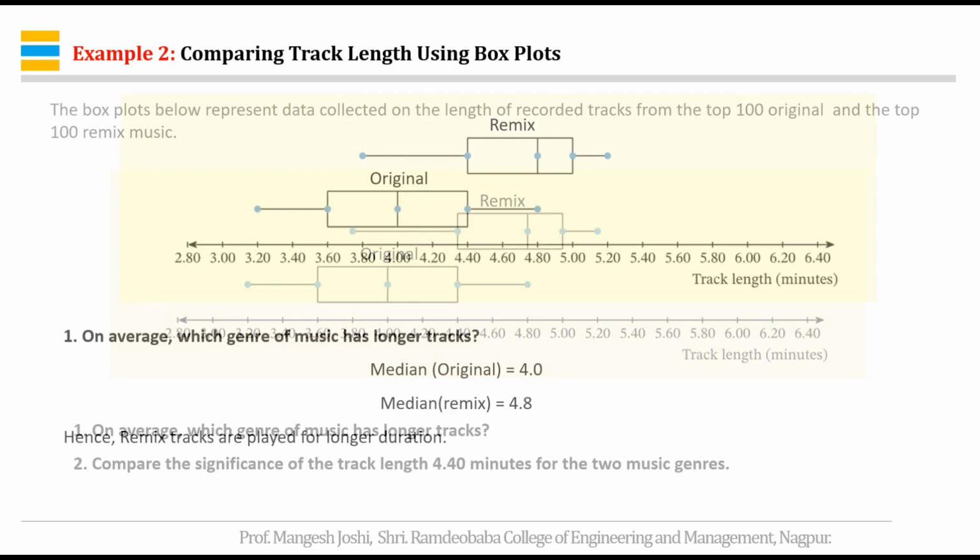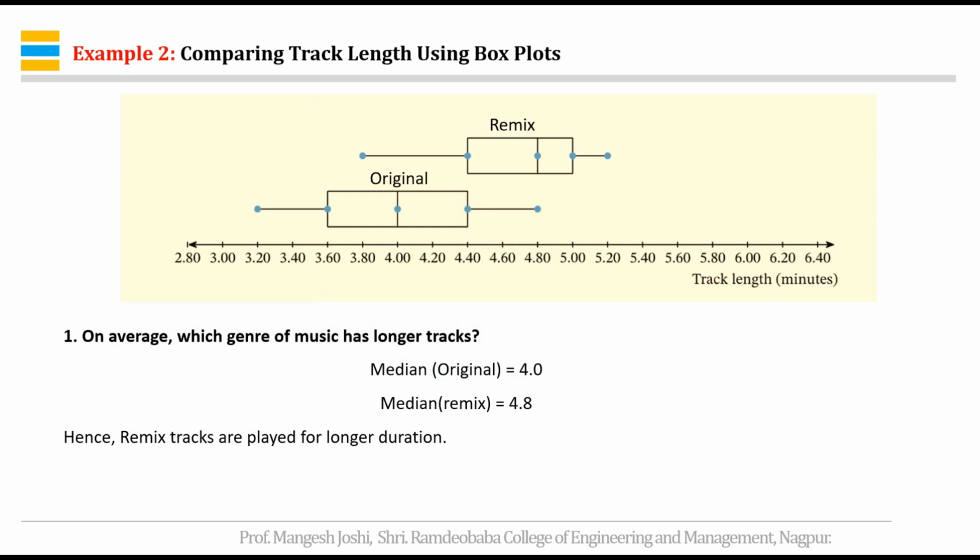Let us answer the first question: on average, which genre of music has longer tracks? This can be answered with the help of the median. The median of the original tracks is 4, right? And the median of the remix tracks is 4.8. Since remix tracks are played for a longer duration, you can conclude that remix tracks are liked more by the people, and hence they are played for a longer duration.